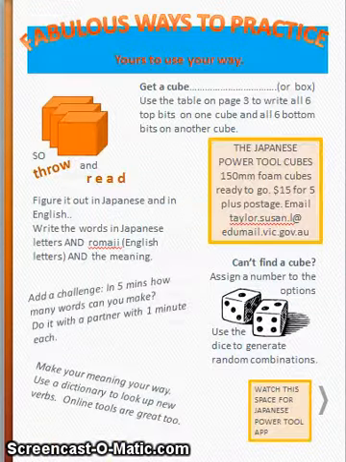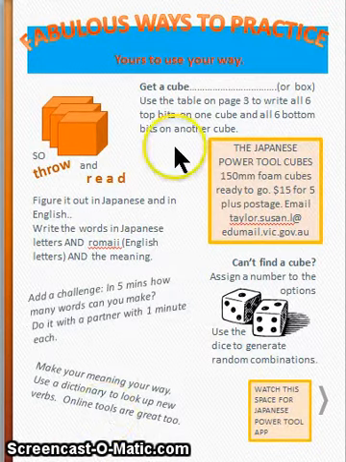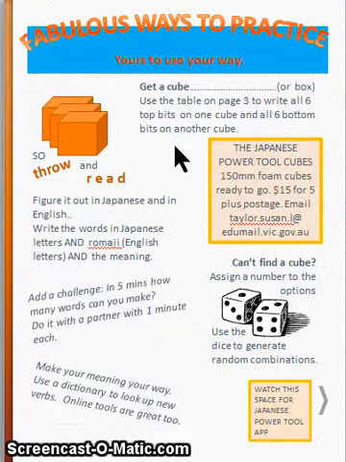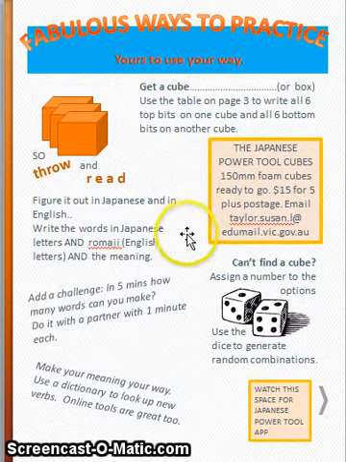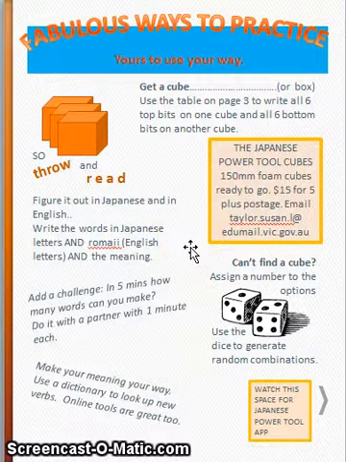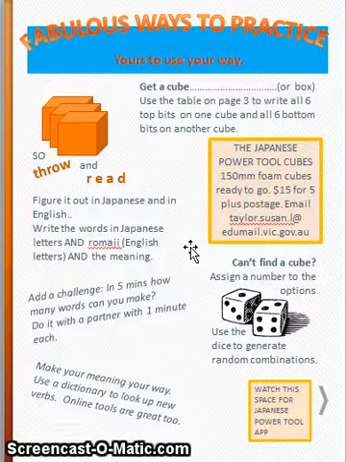Here are some fabulous ways to practice. Get a cube or a box. Use the table on page 3 to write all 6 top bits on one cube and all 6 bottom bits on another cube. Throw them, read them. Figure out the Japanese and the English. So make sure that you can read it in Japanese as well as understand what the English meaning is for each of the combinations you throw. If you stack the boxes, then you'll have a clear word which happens to go top to bottom, which is the way Japanese can be read.